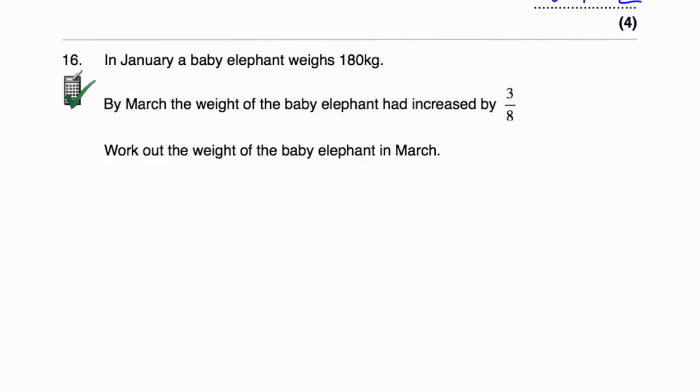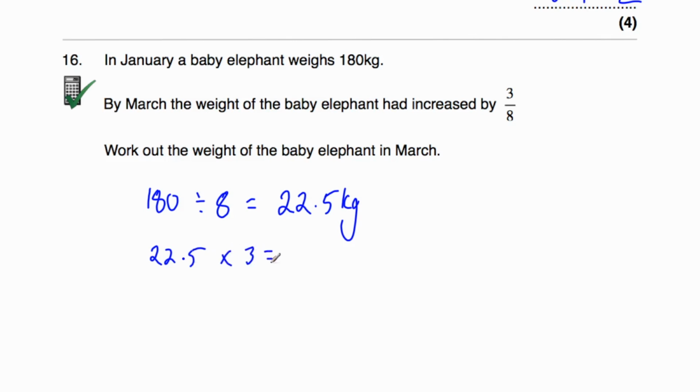So let's do that. And it's a calculator question, so to work out 3/8 of 180, we'll divide by the bottom and times by the top. So we're going to do 180 divided by the bottom, so divided by 8, that's equal to 22.5 kilograms. But we want to find 3/8, so we now need to multiply by the top. So 22.5 multiplied by 3 is equal to 67.5 kilograms. So we've now worked out what 3/8 of 180 kilograms is.